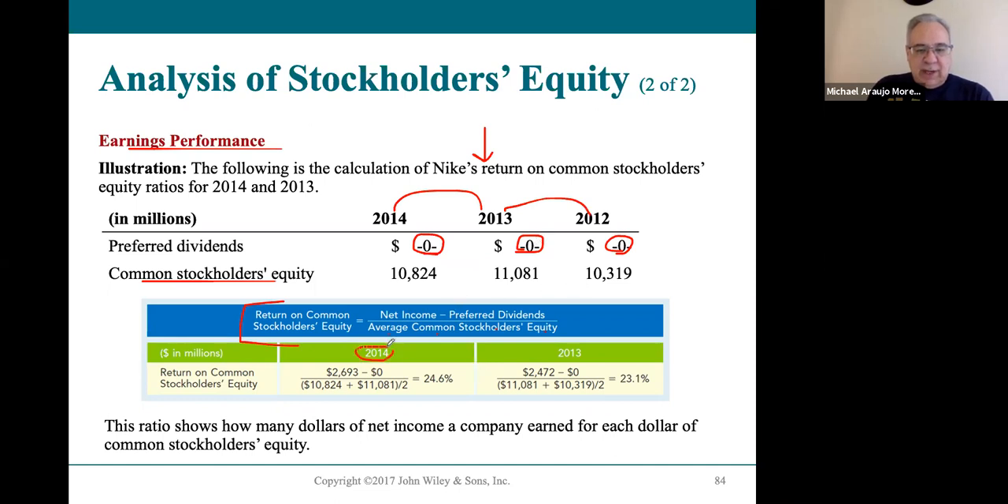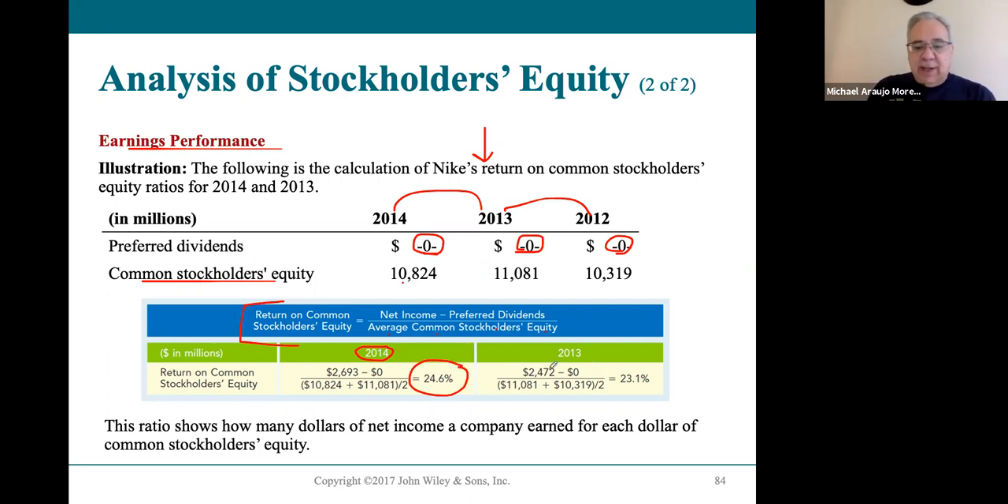So for 2014, you had a profit of $2,693,000,000. You didn't pay any preferred dividends because you don't have preferred stock. You divide that over your average common stockholders' equity. The average is the 10,824 plus the 11,081 added together, divided by 2. And common stockholders' equity is getting almost 25% return, which is awesome. I would say that's an awesome return on the equity for a company, for an owner.